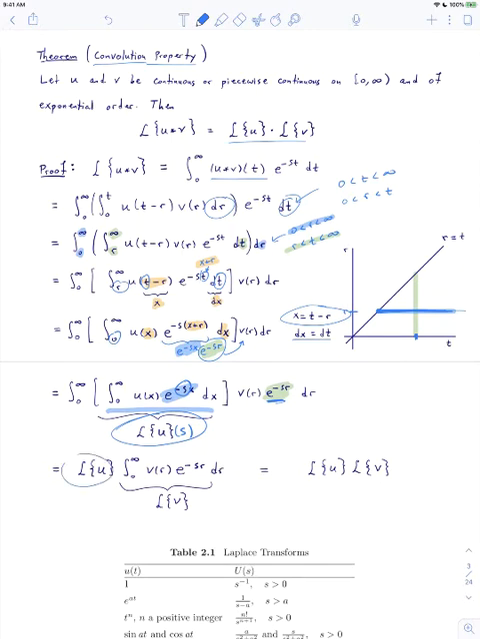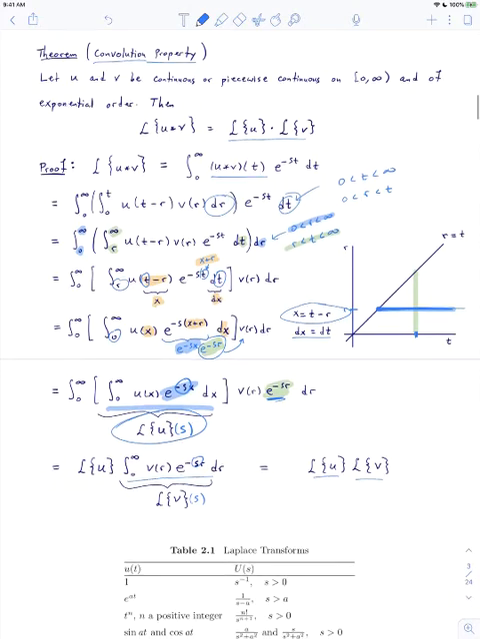So we factor out that Laplace transform of u, and what are you left with? You're left with the integral from 0 to infinity of v at r e to the minus sr dr. And this is the Laplace transform. Again, that s corresponds to the argument in our transform domain. So we end up with the Laplace transform of u times the Laplace transform of v, which is exactly what we're supposed to get. So it turns out that this convolution property is true, and it's very useful for us when we're solving differential equations.